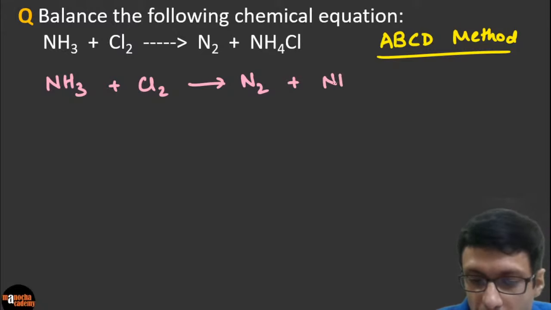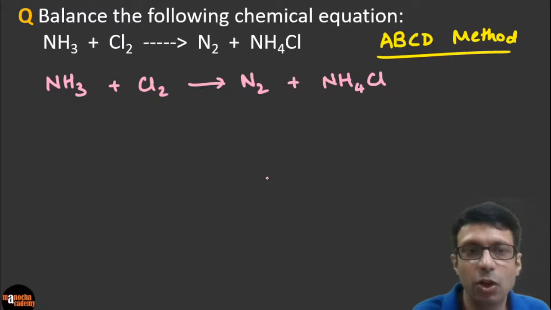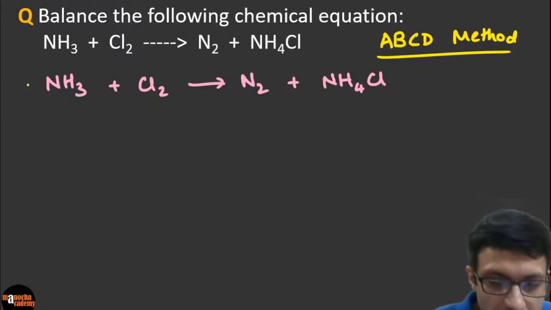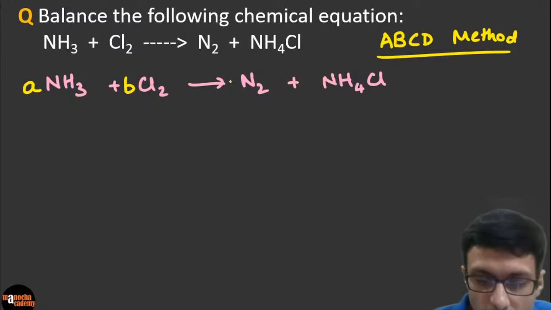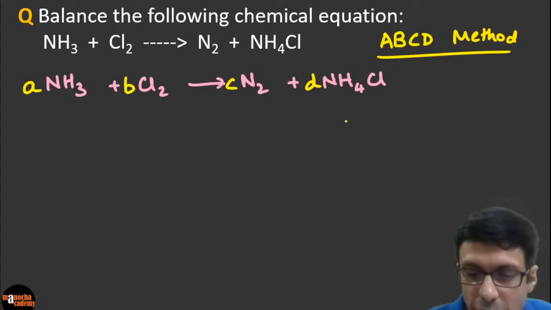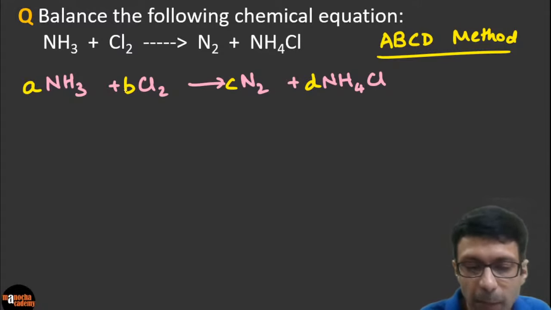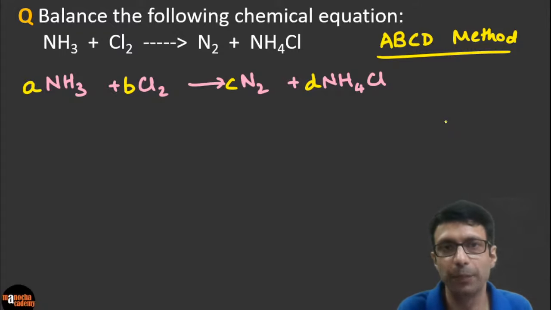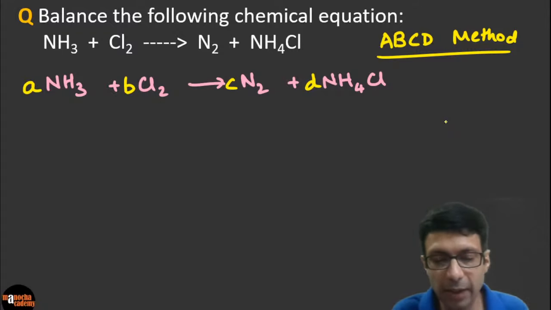Of course, first you should try the hit and trial like we did earlier, but you'll see that this one is a bit difficult. So we'll directly go to our ABCD method. In the ABCD method, you first put down the coefficients. Since we don't know these balancing numbers, we call them coefficients here, and you just put down A, B, C, D. If there are more things, you can put down E, F, and so on. Clear? So guys, write this down.